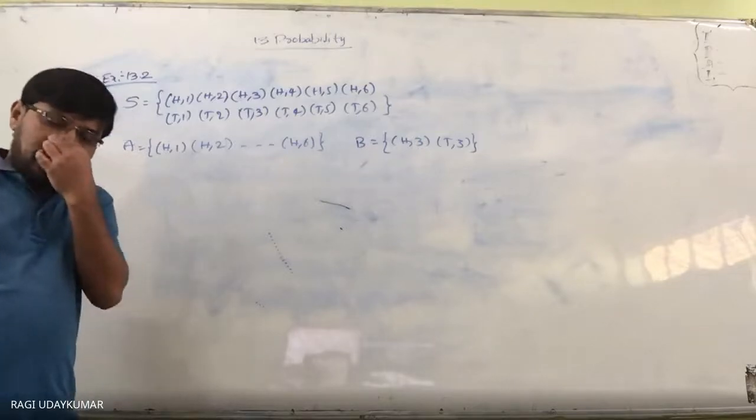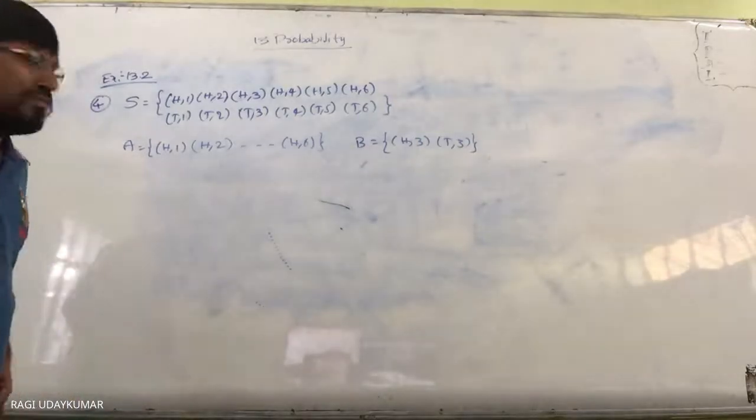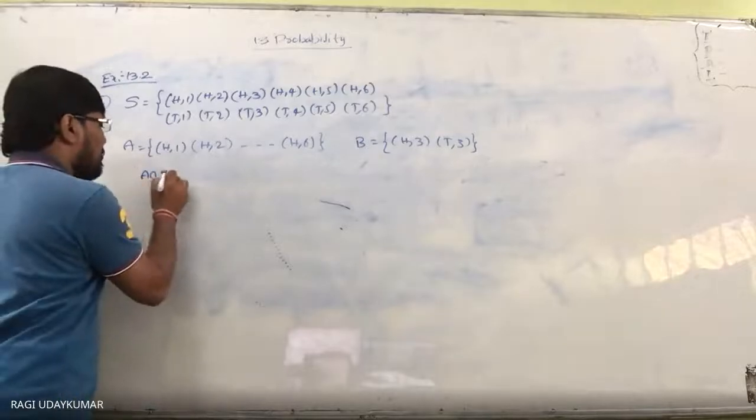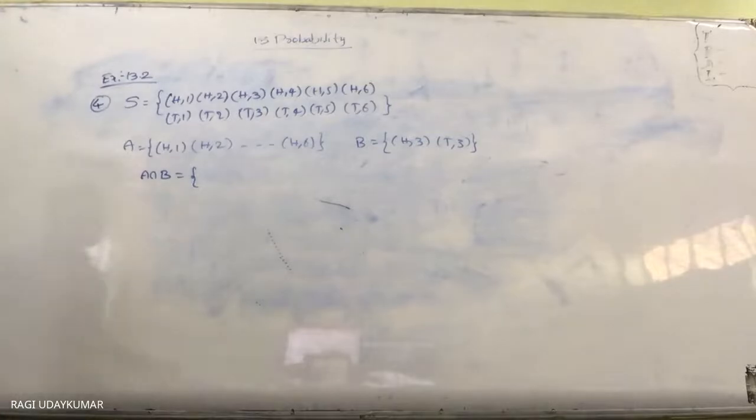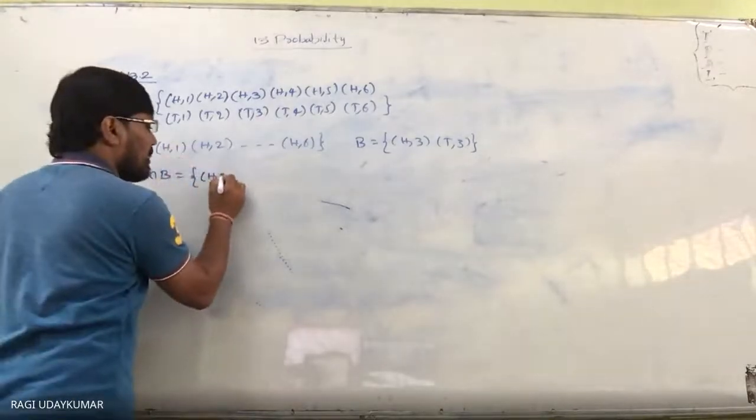A and B are independent. So for independent events, what do we do? Find A intersection B. So what is A intersection B? Is there any intersection here? Yes. H comma 3 you are going to get in the intersection.